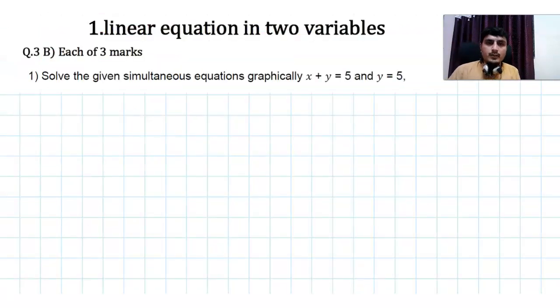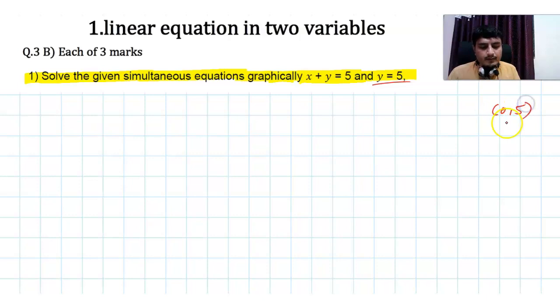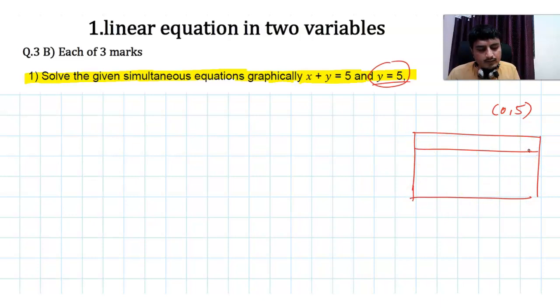Now look at question number 3b. Each of these is a 3 marks question. The first question: solve the given simultaneous equations graphically, x plus y equals 5 and y equals 5. Since y equals 5 is given, it is a line parallel to the x-axis passing through the point 0, 5. But what about x plus y equals 5? Let's prepare a table for the equation x plus y equals 5.